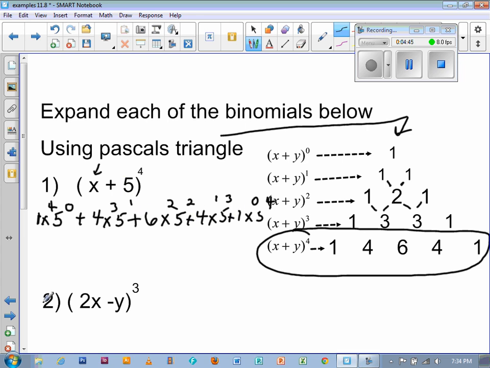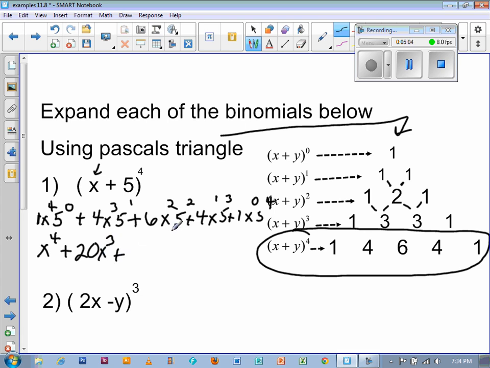And then, folks, all we have to do is simplify. Now, 5 to the 0 power is 1 times x to the 4. That's just x to the 4th. 4 times 5, there's a 5 to the first here, times 4 is 20, x to the third.